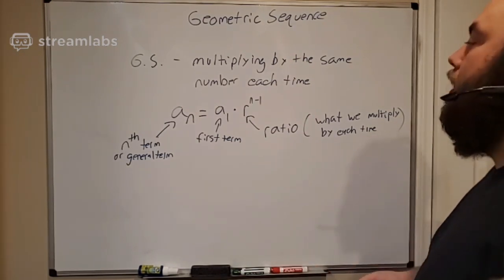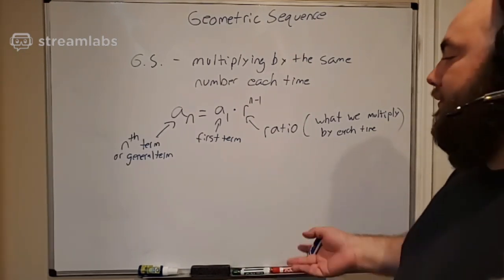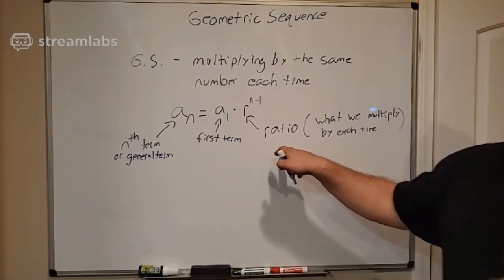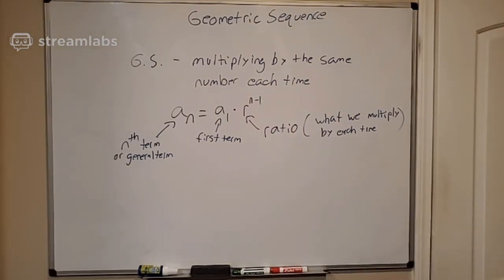So if your ratio is, we'll talk about specific types of ratios, whether it be positive, negative, fractions, etc., what's going to happen to our functions. But yes, you can have that stuff.